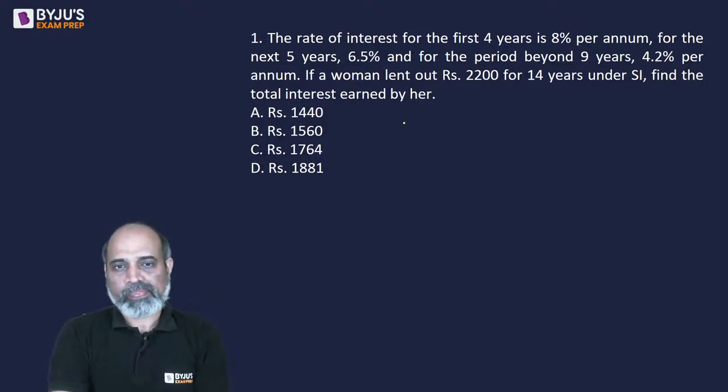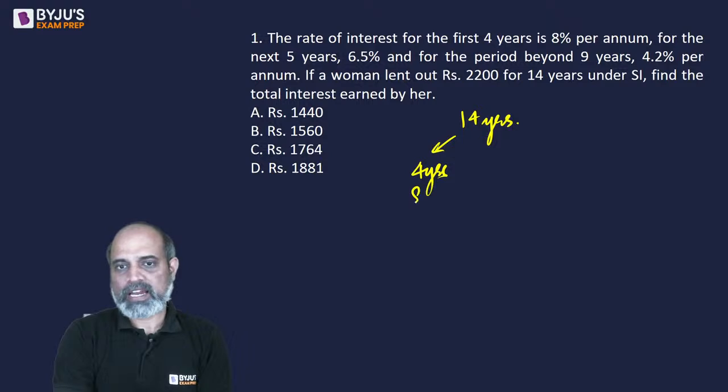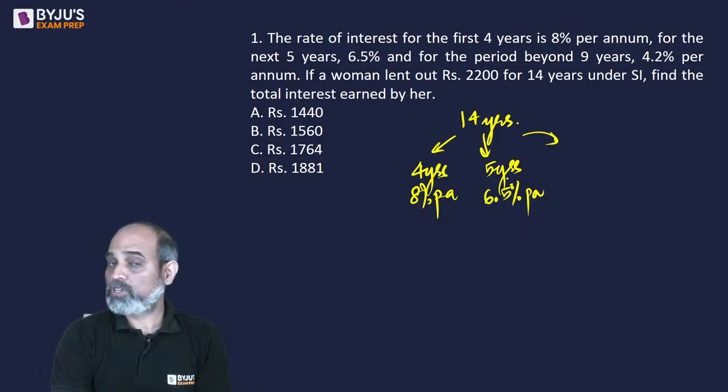So there are going to be two ways to solve this. When we talk about 14 years, we have the first 4 years at 8% per annum, then the next 5 years at 6.5% per annum, and this is a total of 9 years. Beyond 9 years, that would mean the remaining 5 years, this is going to be 4.2% per annum.